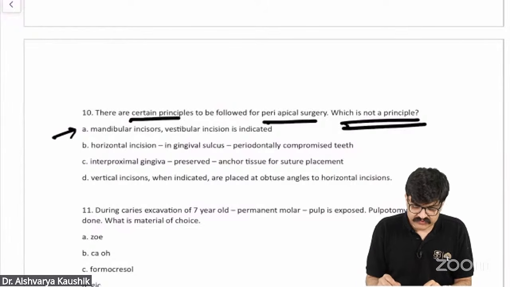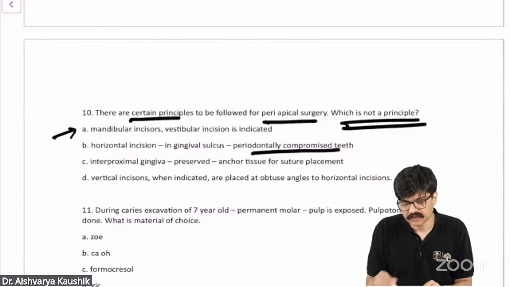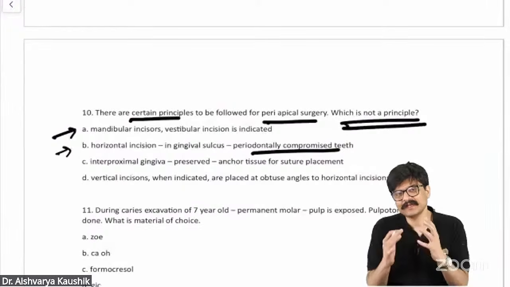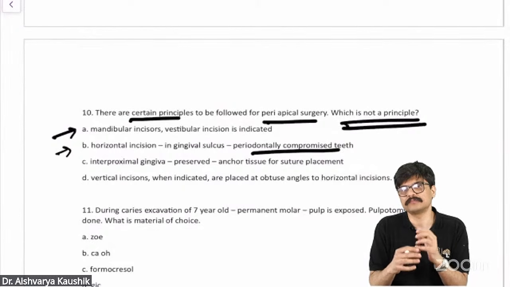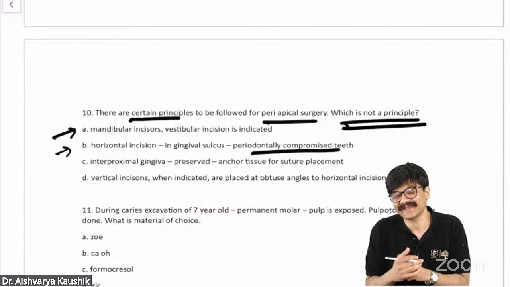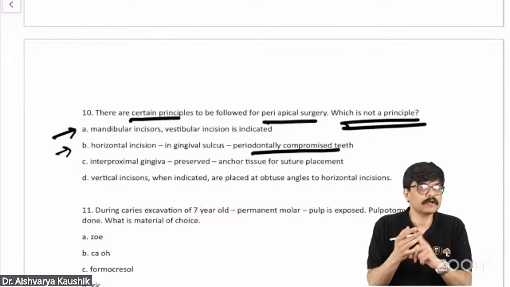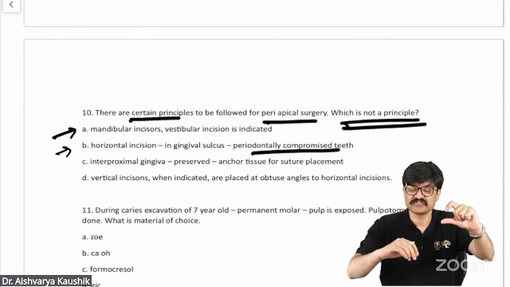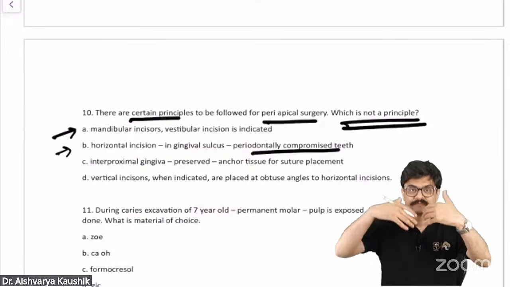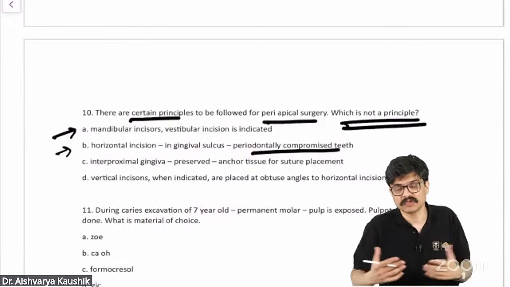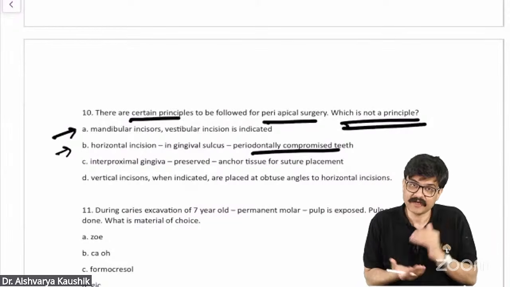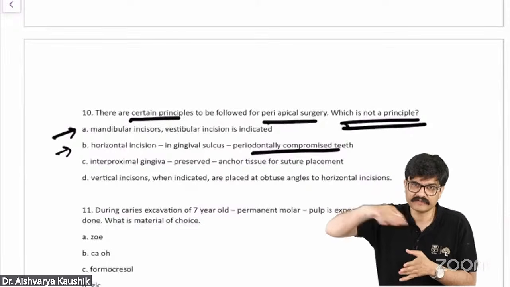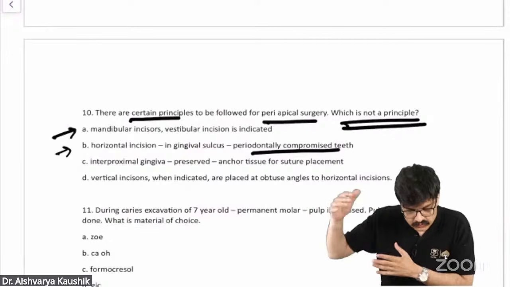A horizontal incision in the gingival sulcus in a periodontally compromised tooth is the norm. Yes, that's also true. You know why? Because basically what he's saying is, what about a submarginal or an Austenbein loop K incision? You don't do that in a periodontally compromised tooth. You do that in a tooth which has got crowns, right? When you already have less attached gingiva, why do you want to take a chance with a submarginal or a semilunar or an Austenbein loop K incision? So in a periodontally compromised tooth, you better go into the gingival sulcus and give a horizontal incision following the contours of the gingiva.